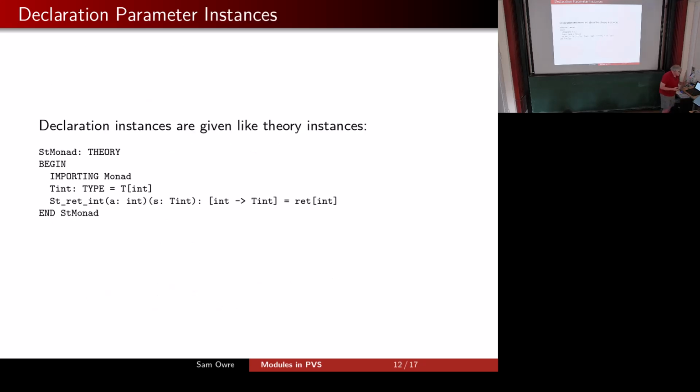So declaration instances are like theory instances. Here I'm importing it, and then I'm just saying t int is a type, t square bracket int. So I'm just giving the instance there, and the ret int is just now taking that and it equals ret on int again. It's just instantiating locally, essentially, is all that's going on.